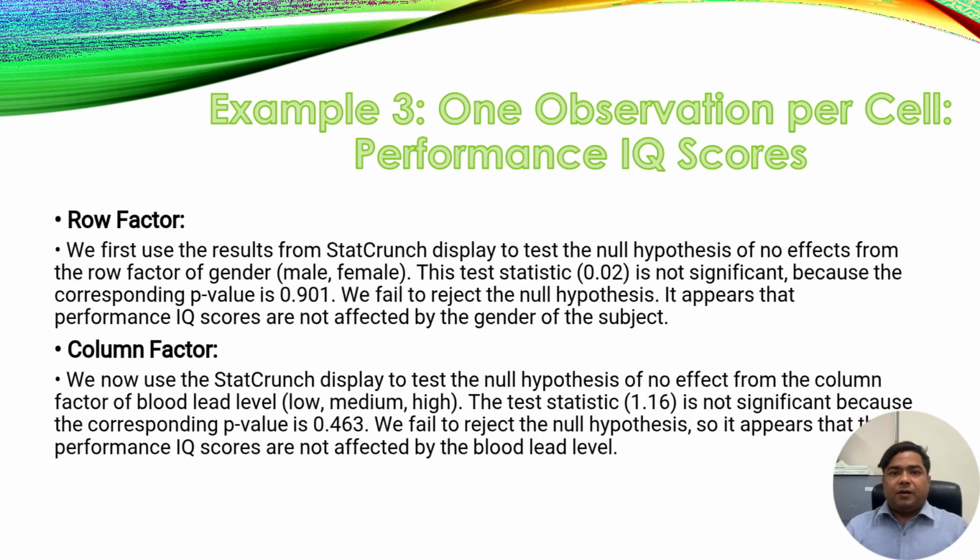Testing the row factor of gender, the test statistic is 0.02 with a p-value of 0.901, indicating no significant effect on performance IQ scores. Similarly, for the column factor of blood lead level, the test statistic is 1.16 with a p-value of 0.463, showing no significant impact on IQ scores.